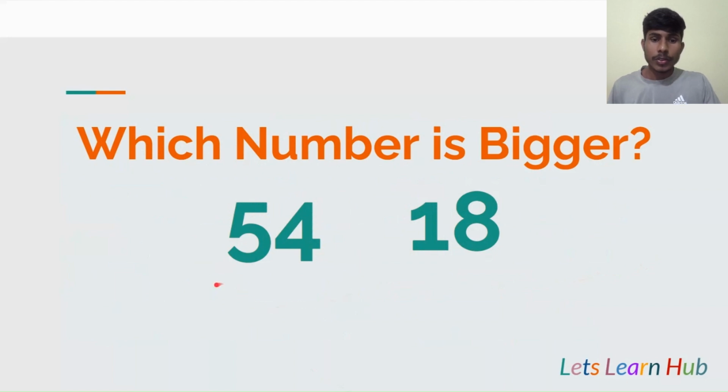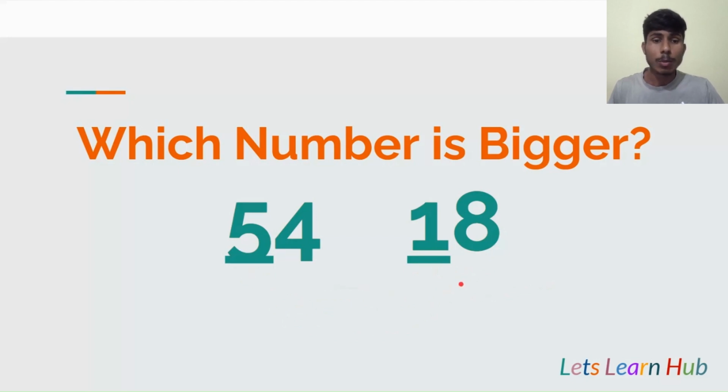We have 54 on the left and 18 on the right, and we need to compare these two numbers. Here 54 has two digits, 5 and 4, and 18 has two digits again, 1 and 8. Since both have two digits, you need to compare from the leftmost digit to the rightmost digit. In the first number, the leftmost digit is 5, and in the second number the leftmost digit is 1. So we need to compare 5 and 1.